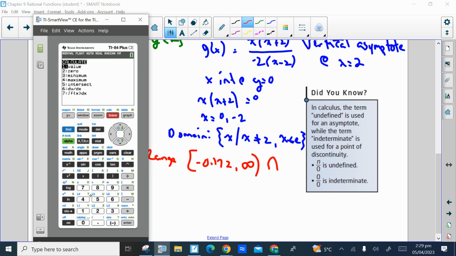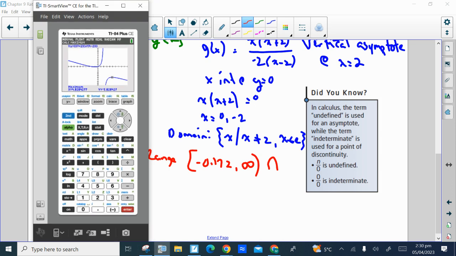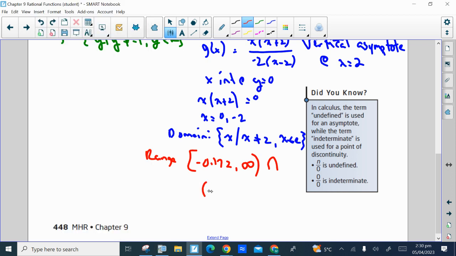Second function trace, we want to find number 4 now, that's the maximum between positive, let's say, 2.5 and positive 5. And you can see the value of y there is negative 5.828, it looks like. So this is going from negative infinity to negative 5.828, which is included, so we'd have the square bracket on that.